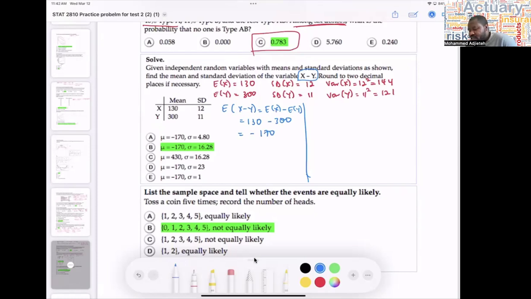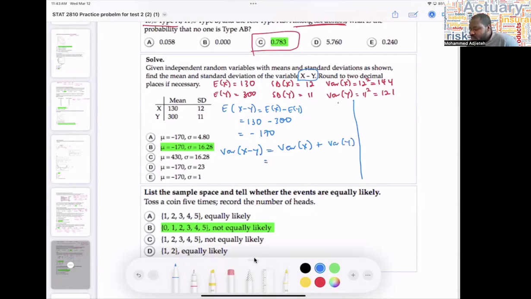Now let's find the standard deviation. To find the standard deviation, let's find the variance first. So variance of x minus y, based on the properties we learned, is the same thing as what? Var of x plus var of y. Even though here it is minus, the variance is still plus. So just be careful on that.